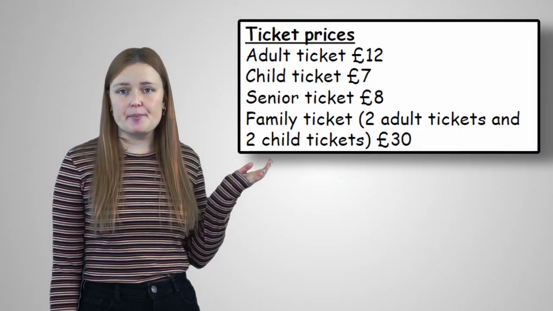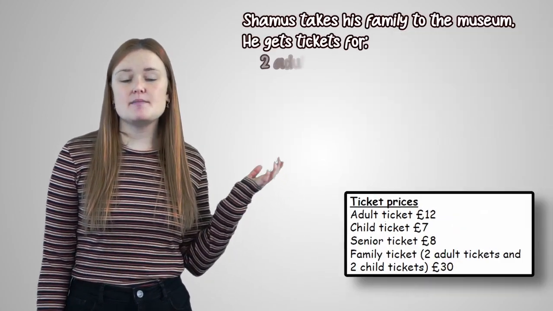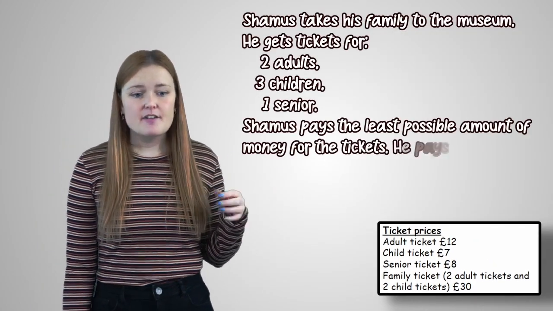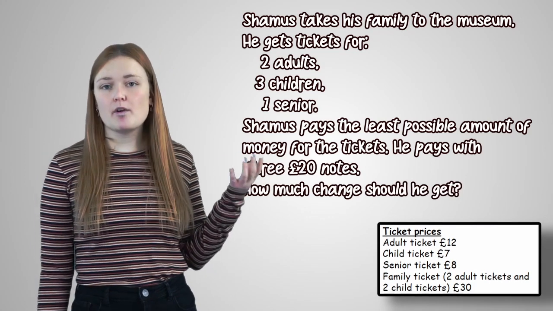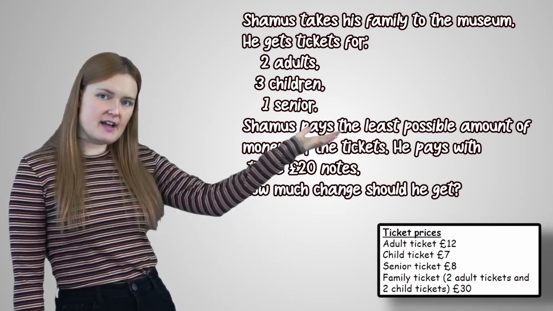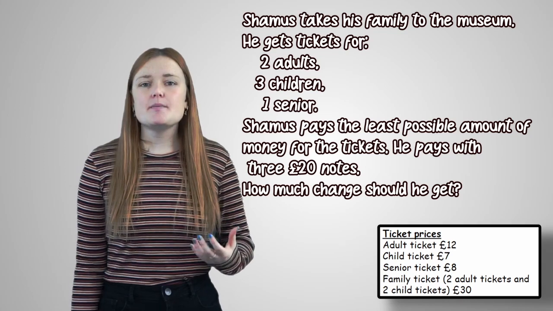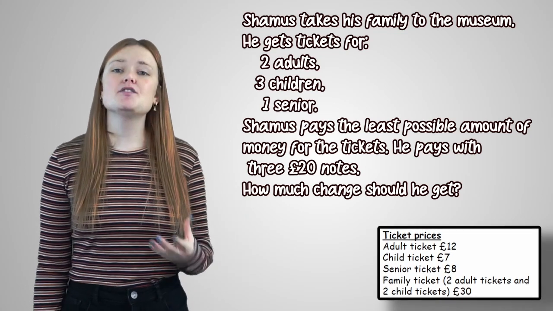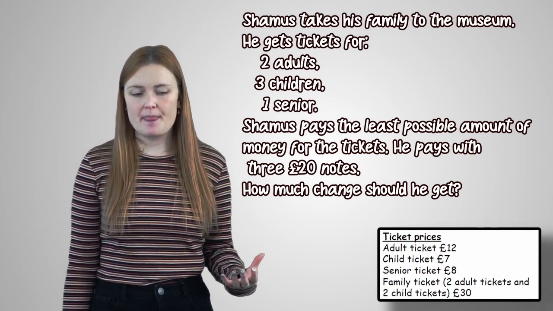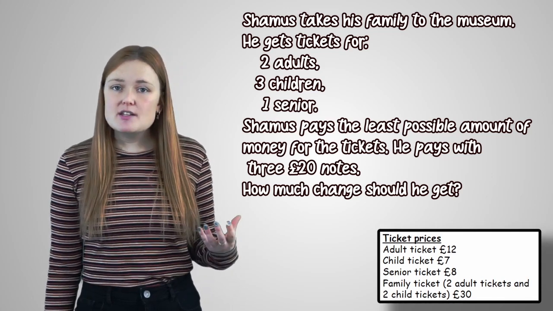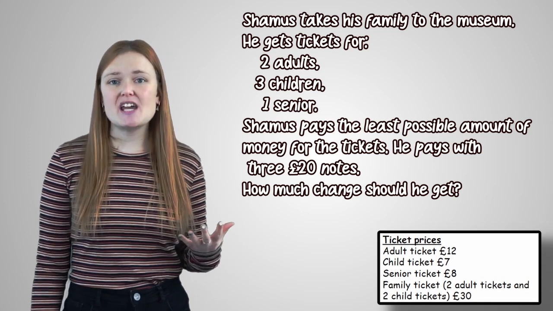So let's look at an example. So here are some ticket prices for an entry for a museum. Seamus takes his family to the museum and he gets tickets for 2 adults, 3 children and 1 senior. The prices are provided here. He wants to pay the least possible amount, so he wants to do it in the cheapest way possible. He then pays with 3 £20 notes. How much change should he get?